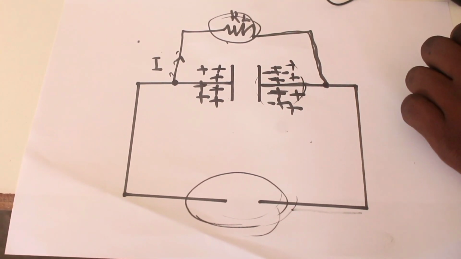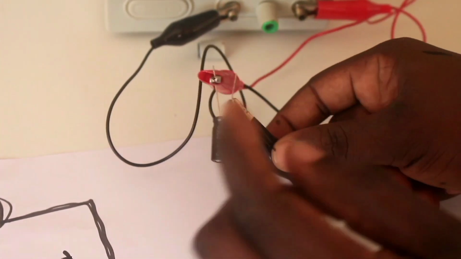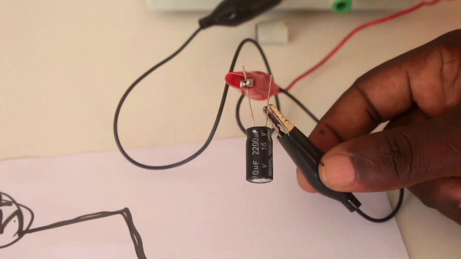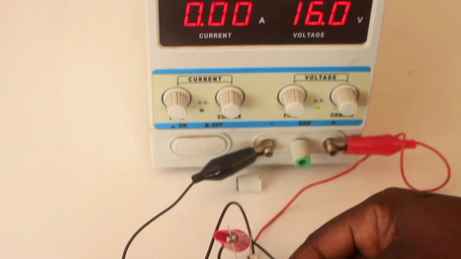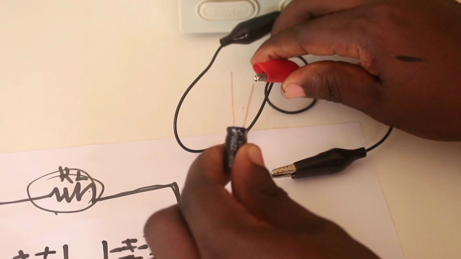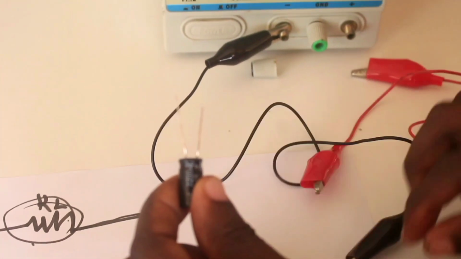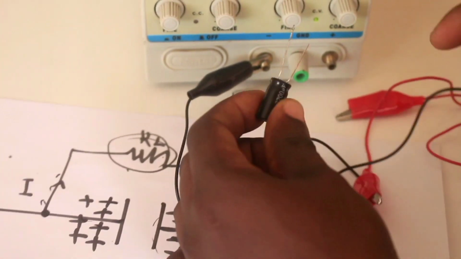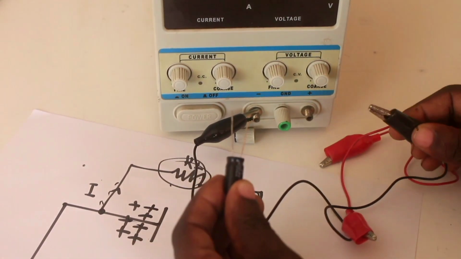We can remove our capacitor from the charging now. Because our capacitor is 16 volts, we have charged it with 16 volts from our stabilized DC power supply. Now we can remove this and use it to see if our capacitor has been charged. The capacitor has stored energy in the form of an electric field, which I can show you.